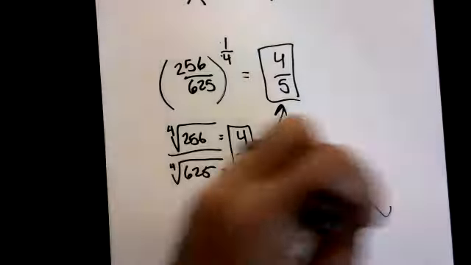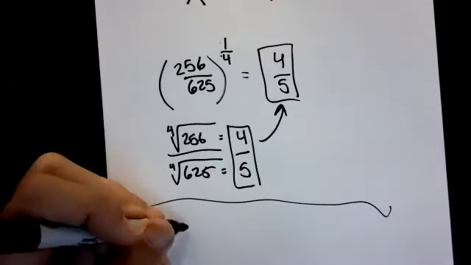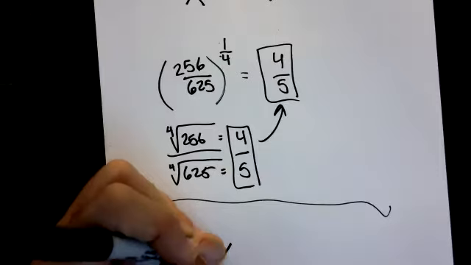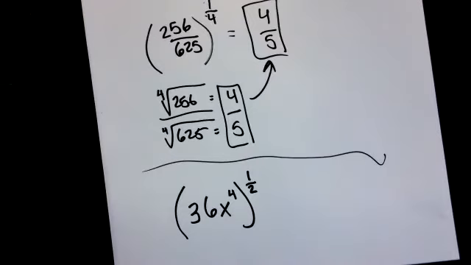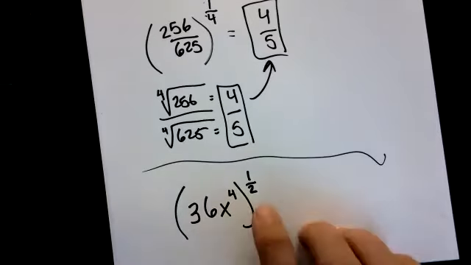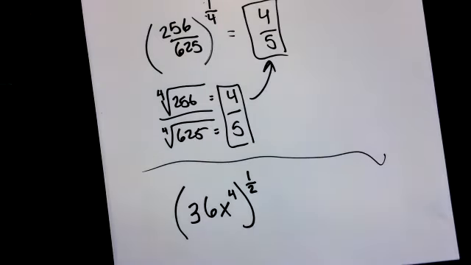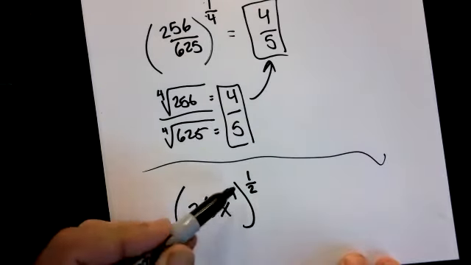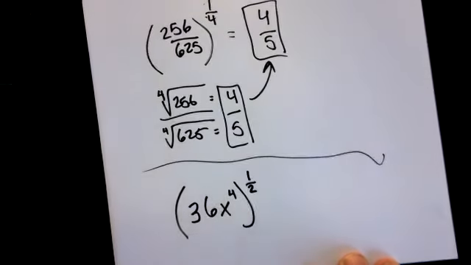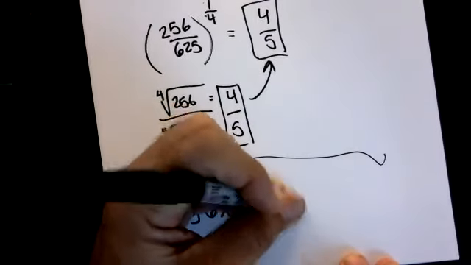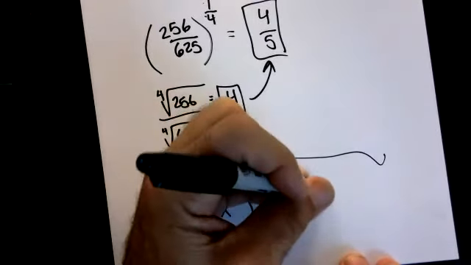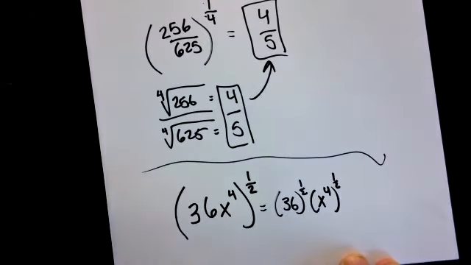Now, when they start mixing in numbers and variables, you have to remember how exponents work. For example, this actually kind of ties into, I think it was last chapter when we did the properties of exponents. Because this is written as an exponent, it's still going to follow those properties. So again, 36 x to the 4th power to the 1/2 power means, okay, we're going to take 36 to the 1/2 power, and we're going to take x to the 4th to the 1/2 power. We're basically taking both of these things to this power.